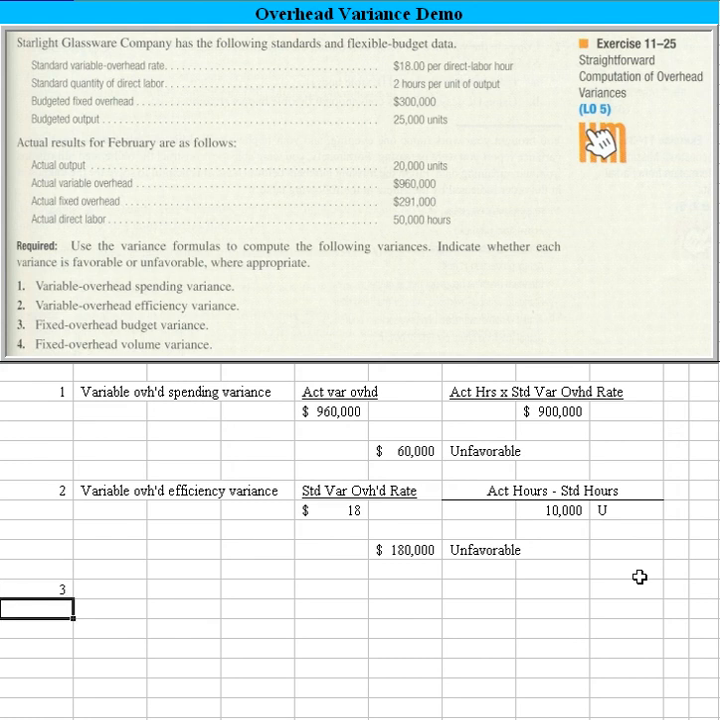Now let's tackle the third requirement. What's the fixed overhead budget variance?